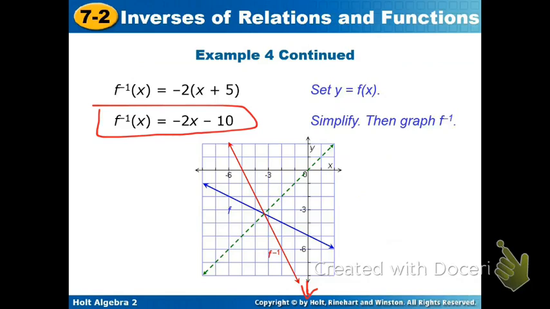Your original had that y-intercept at... let's go with blue. You had that y-intercept at negative 5, and then you had a slope of negative 1/2. So you went down 1 and over 2. So there's your original.